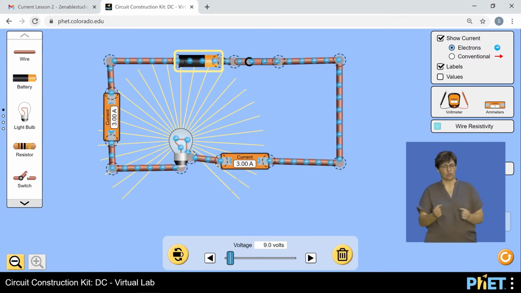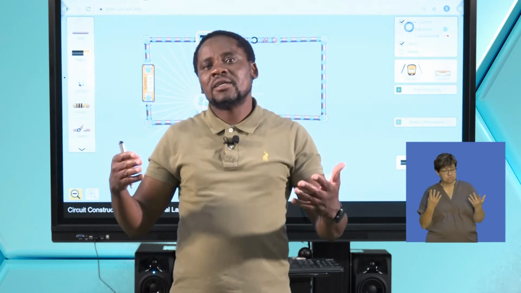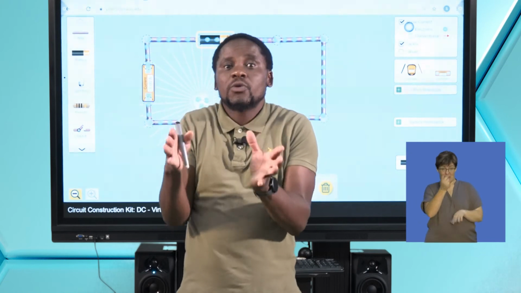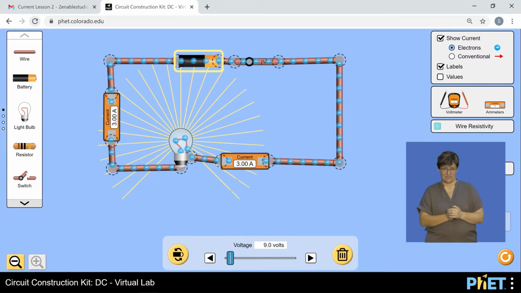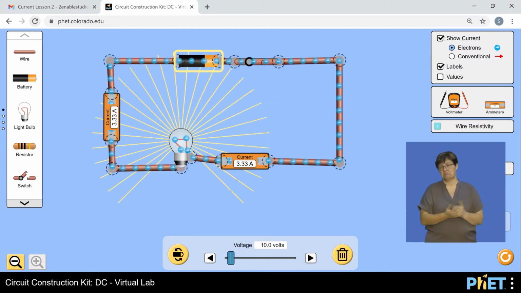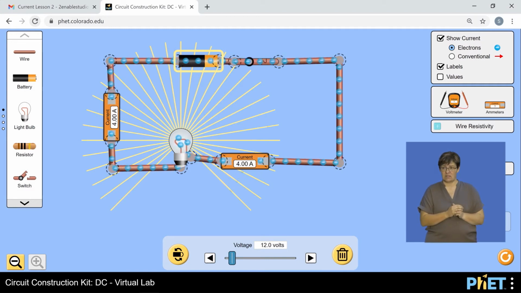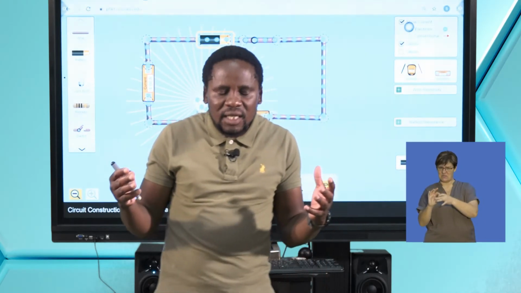So current strength is an indication of how much charge passes through a point. From 1 ampere to 3 amperes, it's 3 times the amount of charge passing through that point per second. So the greater the amount of current, the greater the number of charges passing through a point per second. And when we talk about a second, we're talking about 1 second, which is a unit of time. Let's make it even more and see what happens. Let's make that, say, 12 volts. You can see now it's 4 amperes. 4 amperes, even brighter. So now there is some relationship that exists here.